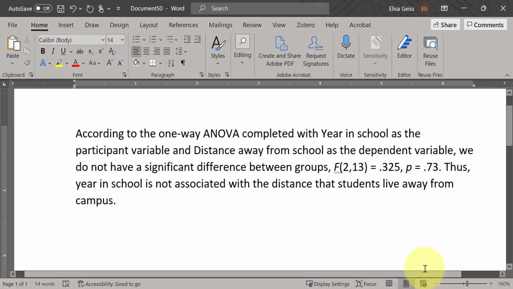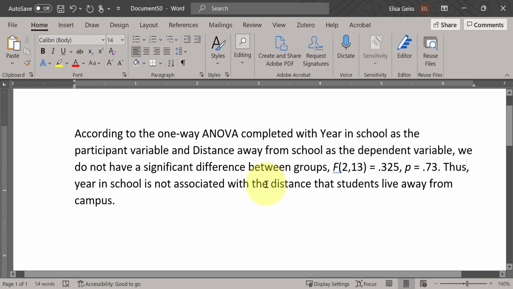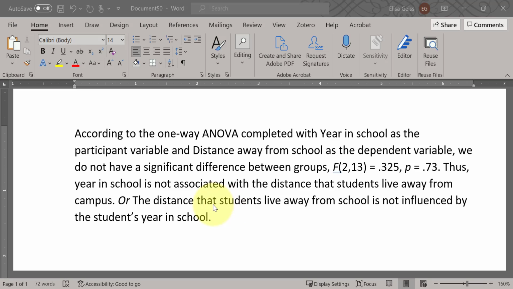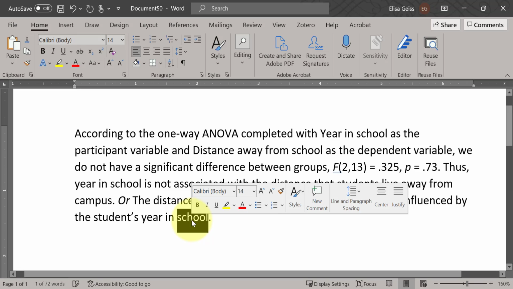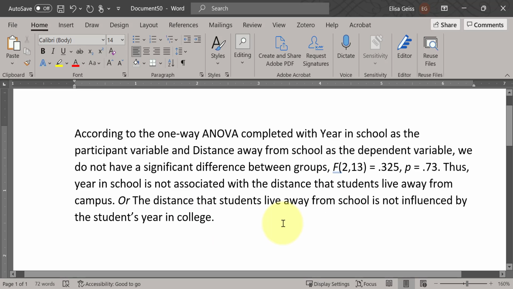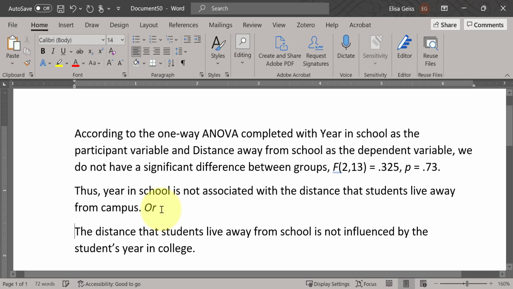Then I interpret it. Thus, year in school is not associated with the distance that students live away from campus. Or I could say something like this: the distance that students live away from school is not influenced by the students' year in school. Year in college, let's say. So there's a couple of different ways I can write this up. This is just one way. But I think the big thing to note here is that you're going to explain it, and then you're going to discuss what does that actually mean. So that's what you're going to have in your results section.